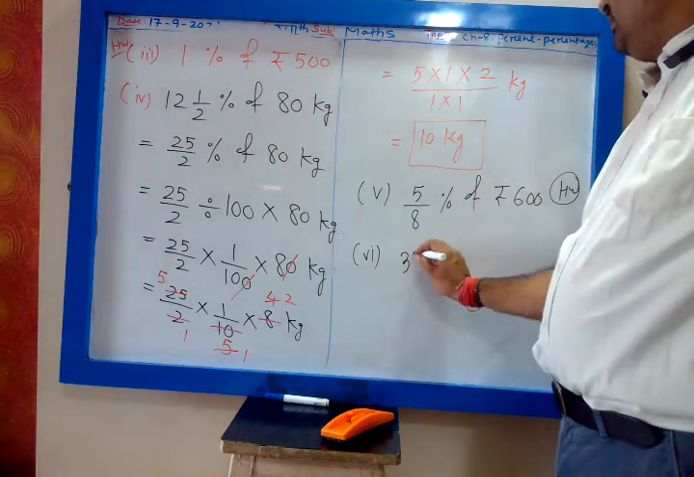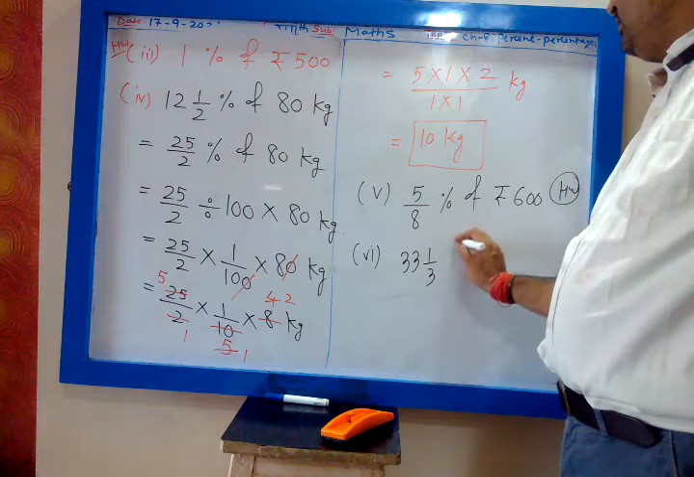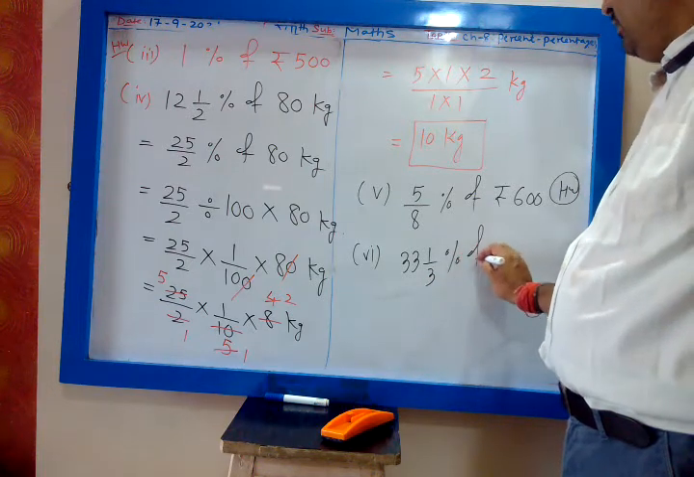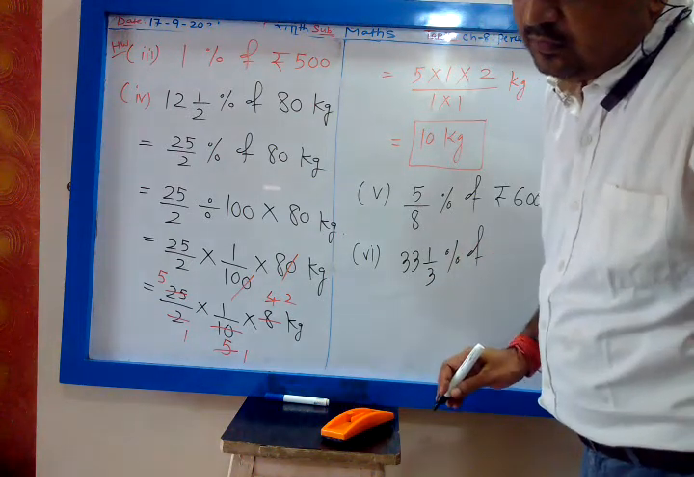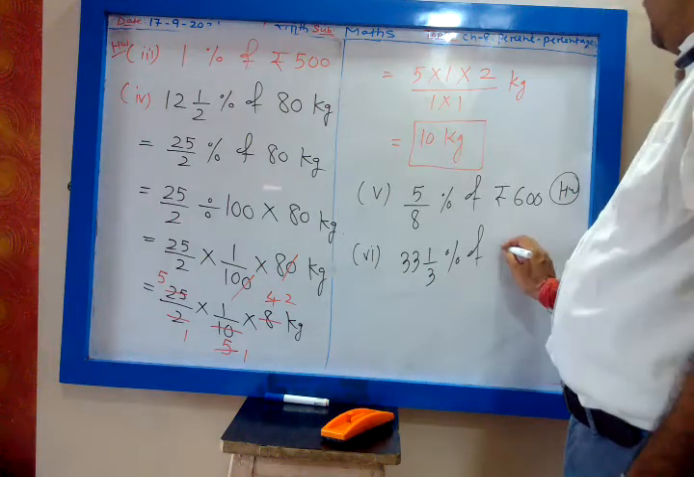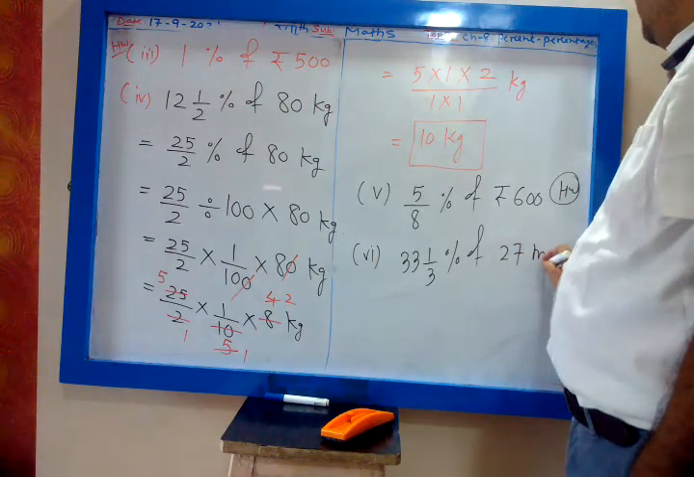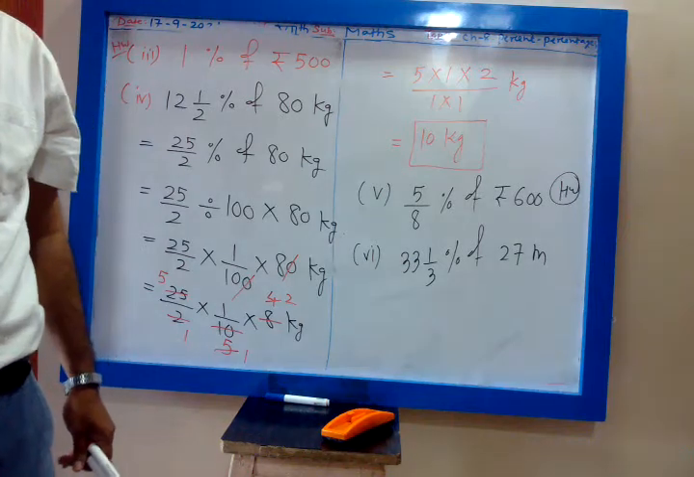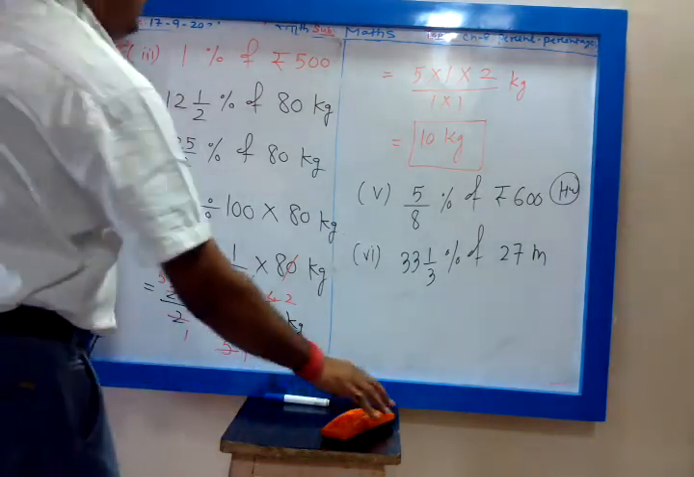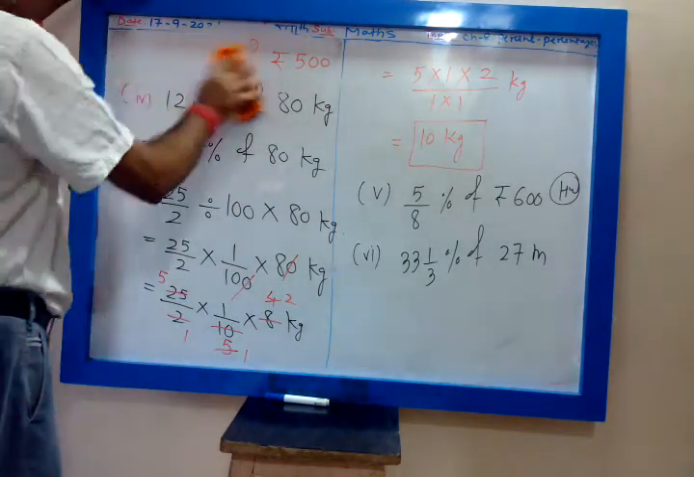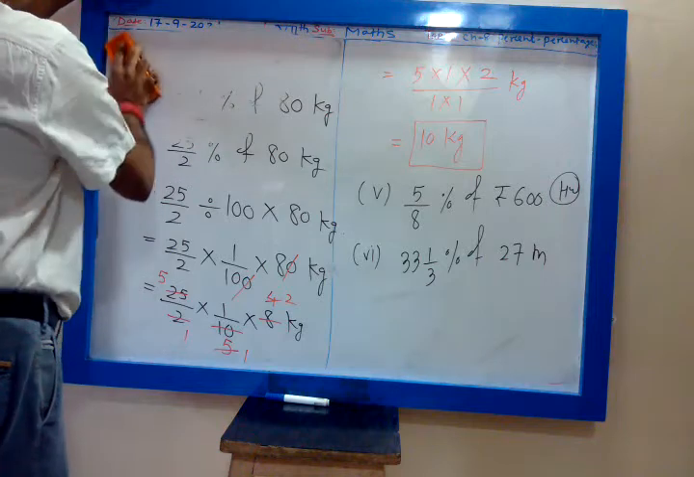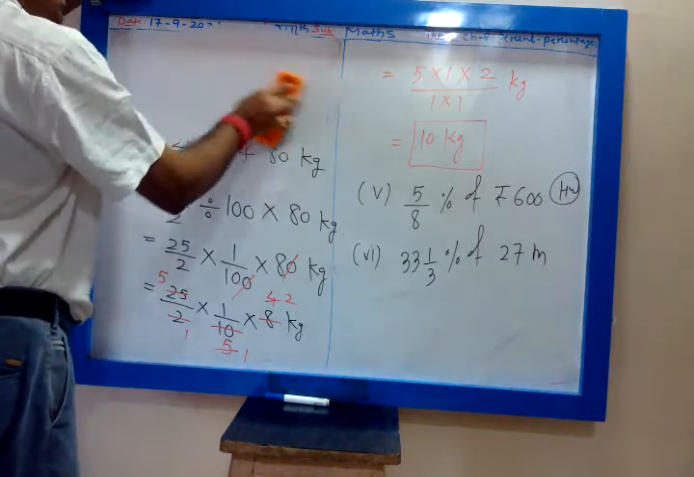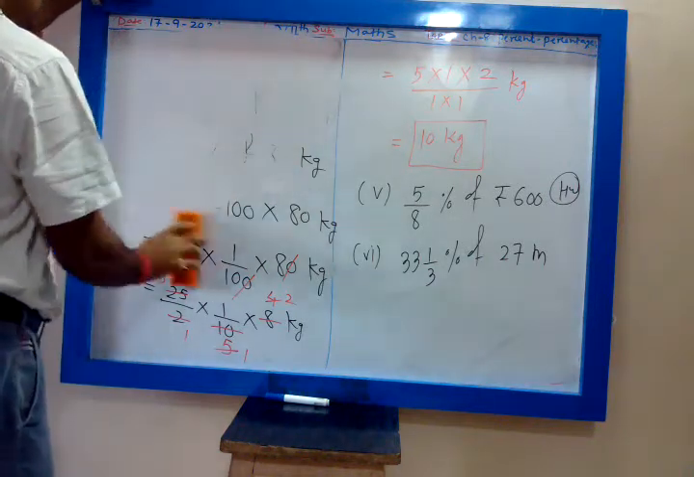33 and 1 by 3% of 27 meter. Let me do it. 33 and 1 by 3% of 27 meter. Yes, 33 and 1 by 3% of 27 meter. So first you convert the mixed fraction into an improper fraction.